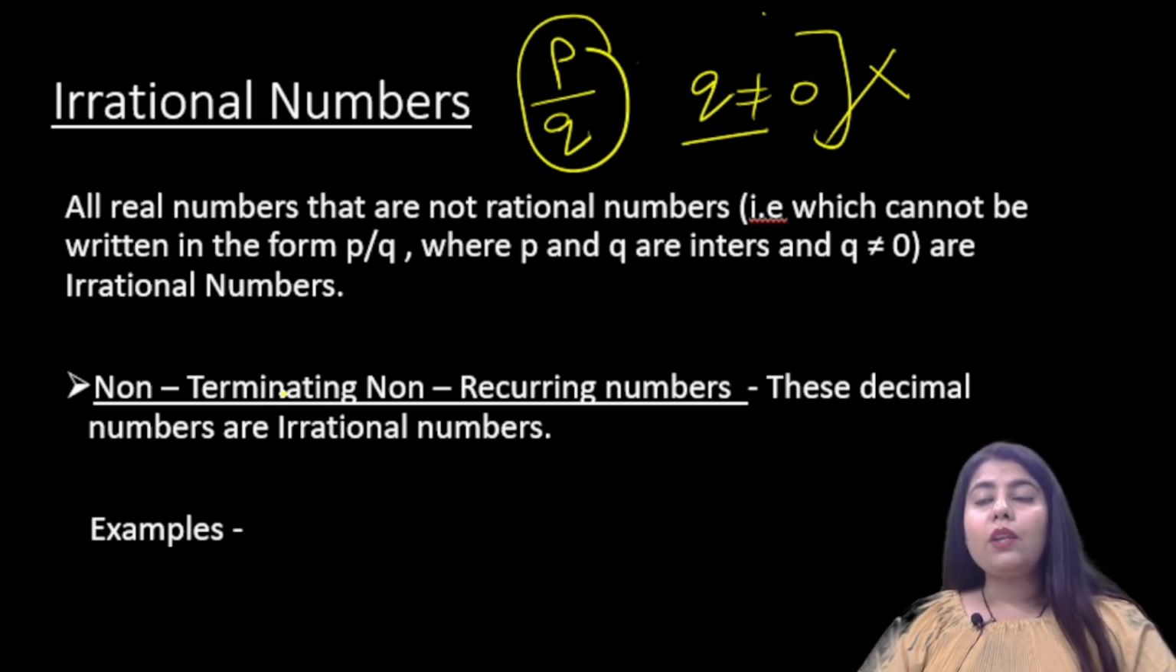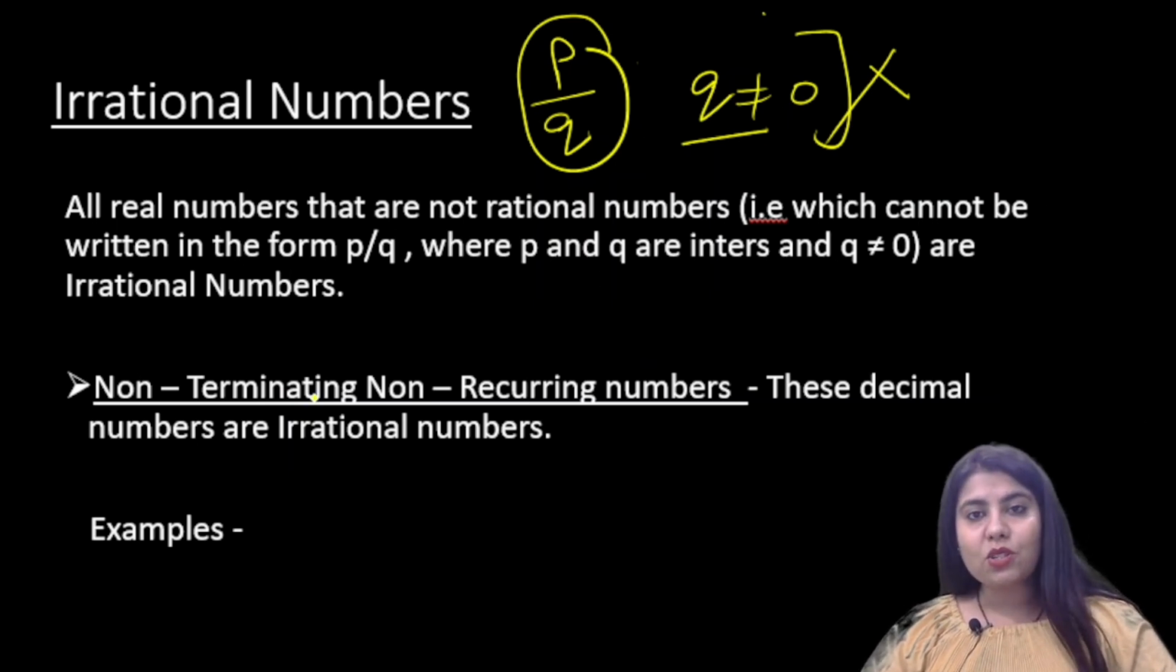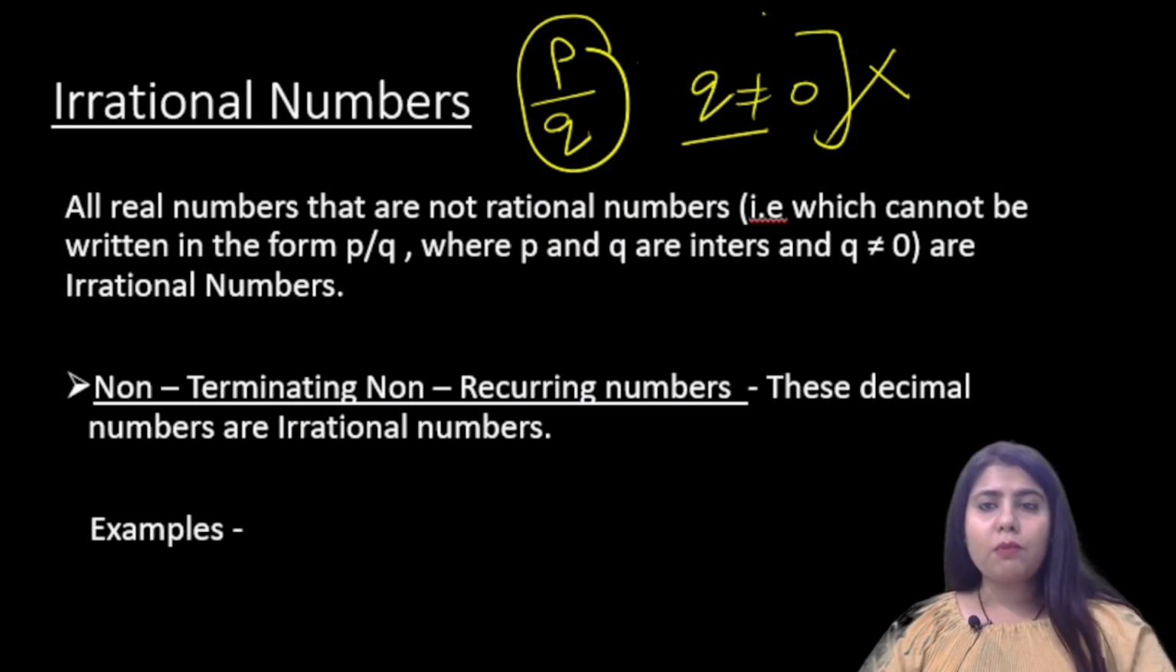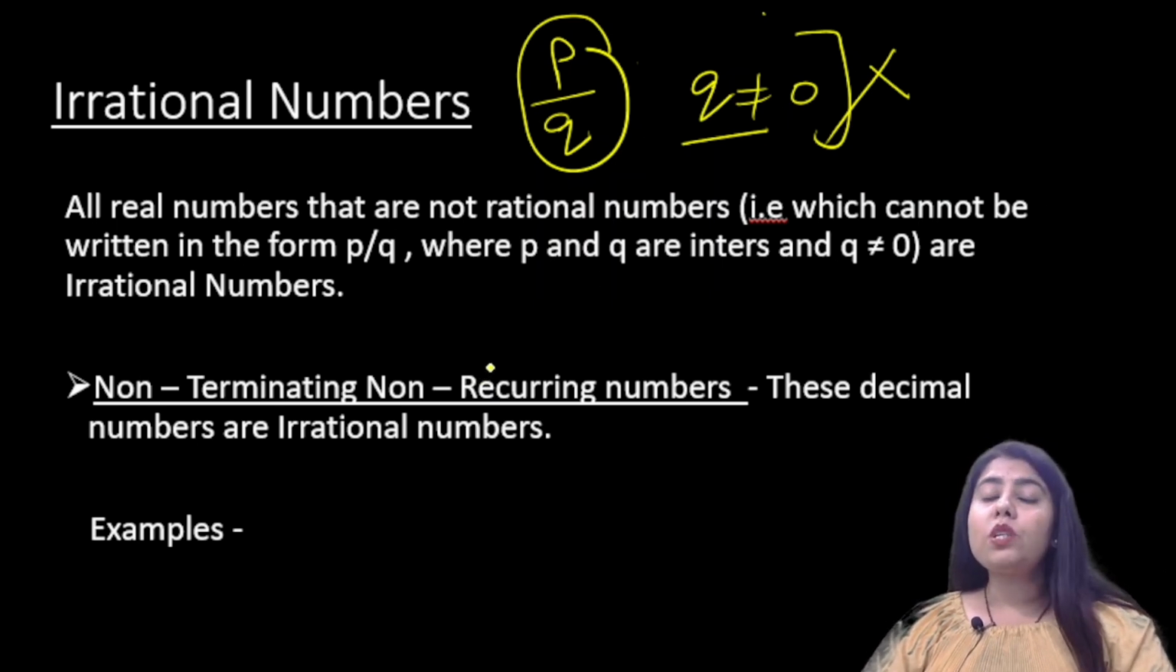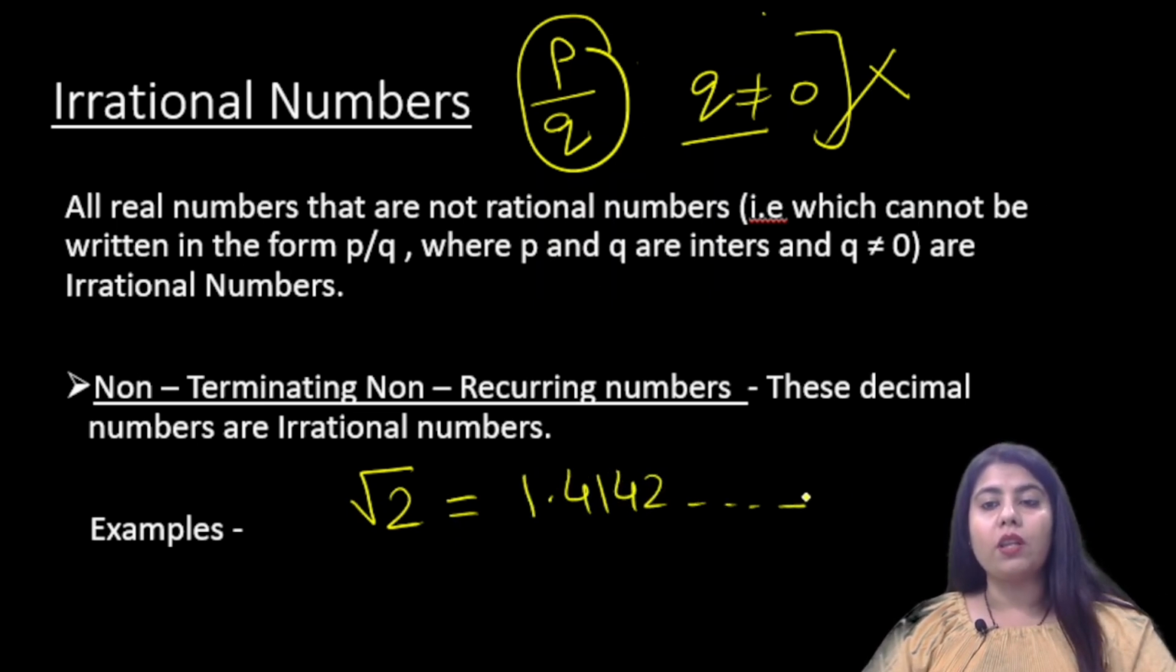Now, non-terminating, non-recurring numbers. We learned about the decimal expansions of rational numbers. In a similar manner, there are some more decimal expansions, and that decimal expansion which is non-terminating, non-recurring. Non-terminating means which never stops, and non-recurring means non-repeating, that is which does not follow any pattern. Those types of decimal numbers are irrational numbers. For example, root 2. We know the value of square root 2 is 1.4142 and so on. It continues, non-terminating, and there is no pattern followed by any number. So it is an irrational number.